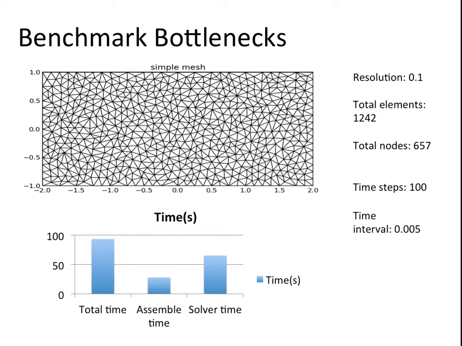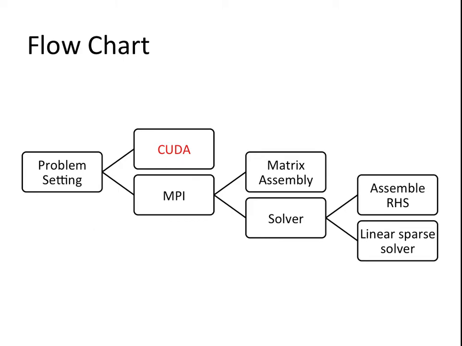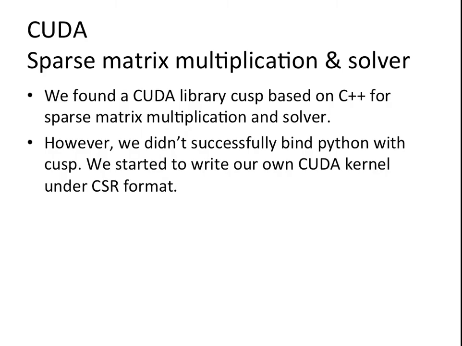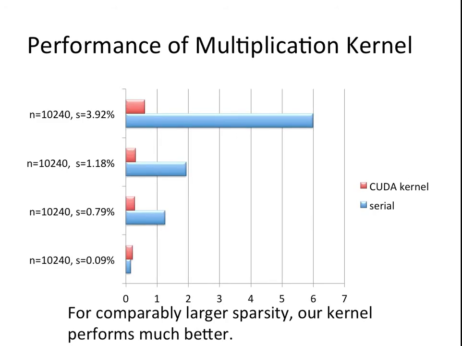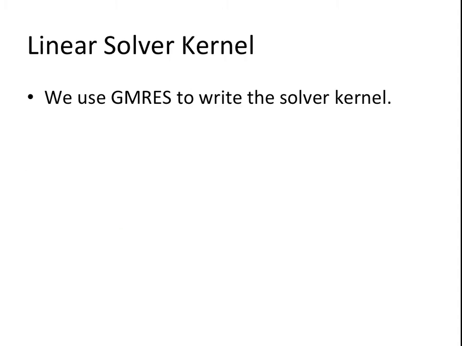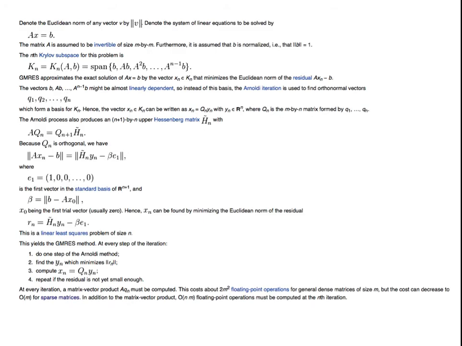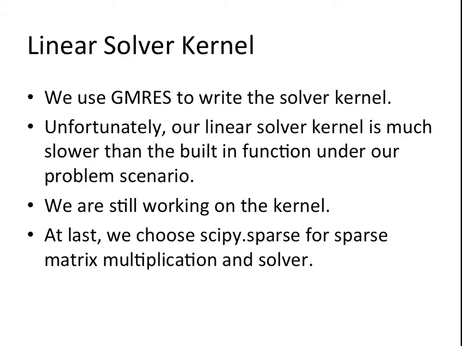First, we tried CUDA. At first, we preferred to use cusp to perform matrix vector multiplication and the solver. We didn't successfully bind it with Python, so we began to write the kernel by hand. Our multiplication kernel performs better when the sparsity is comparably large. However, under our problem, our kernel doesn't beat the built-in function. We used GMRES to write the solver kernel. Our kernel is slower than the built-in function, so we came back to the Python library at last.